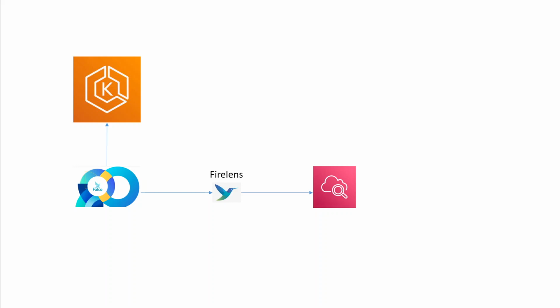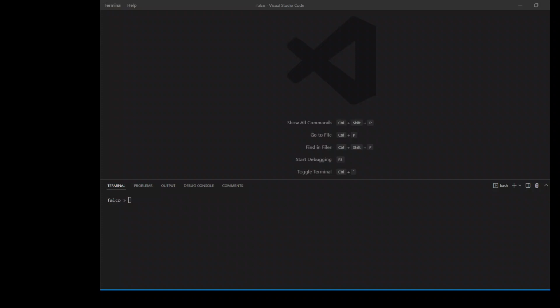Okay, now enough theory. Let's delve into how to install Falco on our AWS EKS cluster. As I mentioned, I already have provisioned the AWS EKS cluster, and I could show you real quick. I have just one managed node group running in it. So you can see there is only one managed node group.